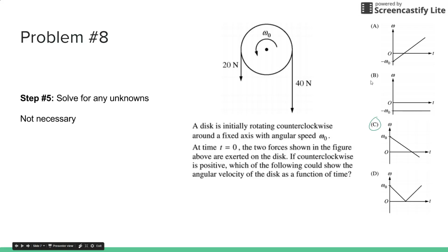Step number 5, solve for any unknowns, which is not necessary in this problem. And the only graph with a negative angular acceleration would be C, since to find the angular acceleration on all these graphs, you would look at the slope, and it's the only graph with a negative slope.